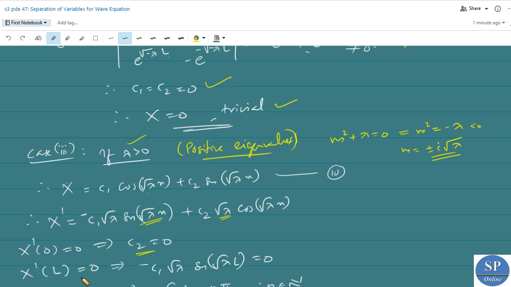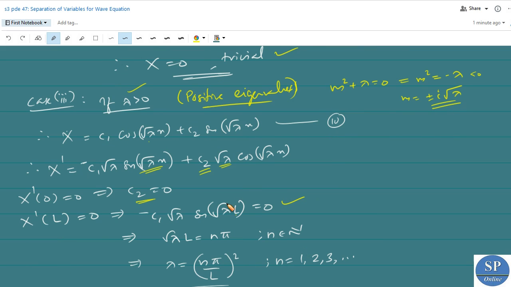Applying the second condition, we have x dash of L equals 0. We already obtained that c2 equals 0. So minus c1 into square root of lambda into sin square root of lambda into L equal to 0. From this we have sin square root of lambda into L equal to 0, because if c1 is 0, then we have x equal to 0, since c2 is already 0. So the solution will be trivial. So c1 need not be 0, it should not be 0.